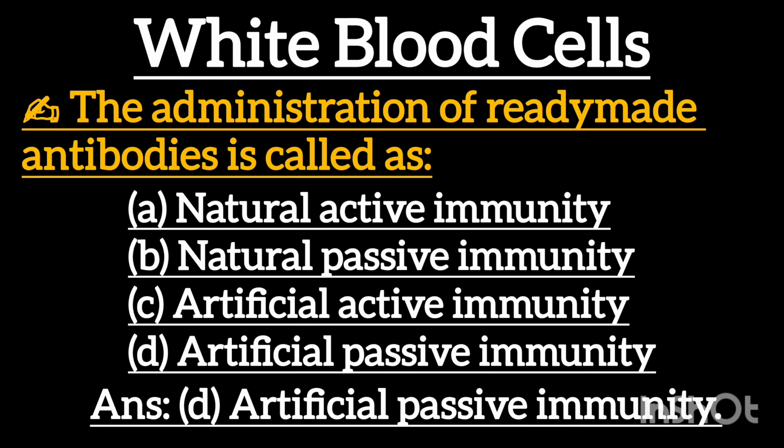Next one: the administration of ready-made antibodies is called as? Option A, natural active immunity. Option B, natural passive immunity. Option C, artificial active immunity. Option D, artificial passive immunity. Correct answer is option D, artificial passive immunity.